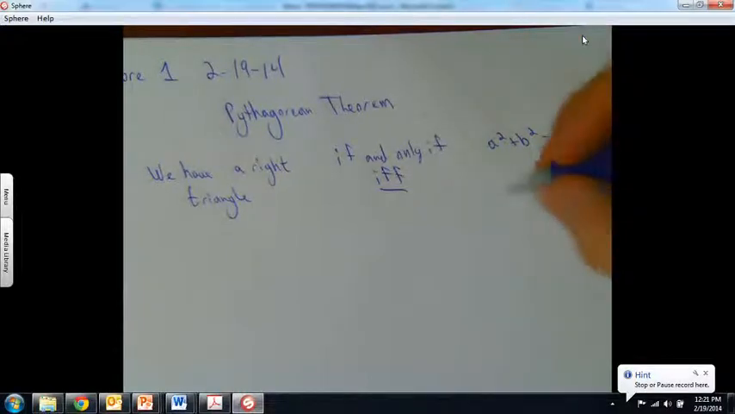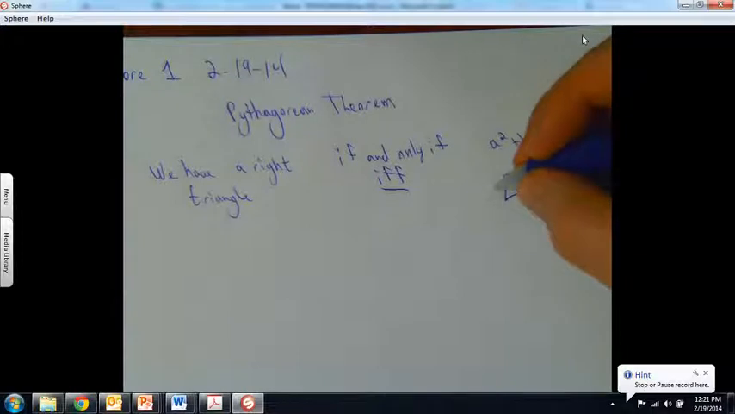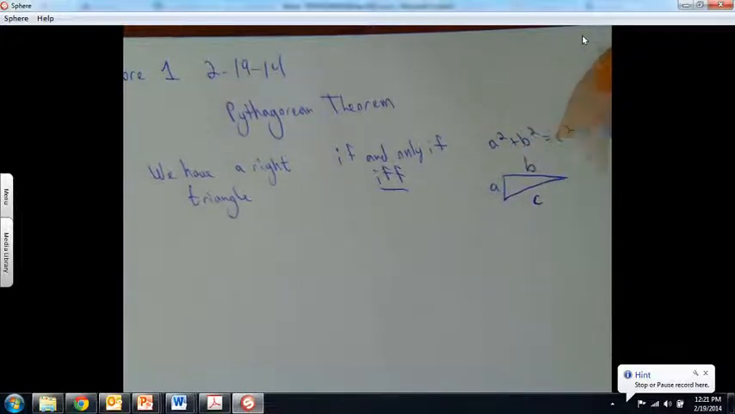Now, a, b, and c come from our right triangle. C is always the hypotenuse. It is always the longest side of the triangle. A and B can be either of these sides, but to keep things simple, if you want, A can be your shortest side, B your medium, C your longest. It's a way to keep things simple.